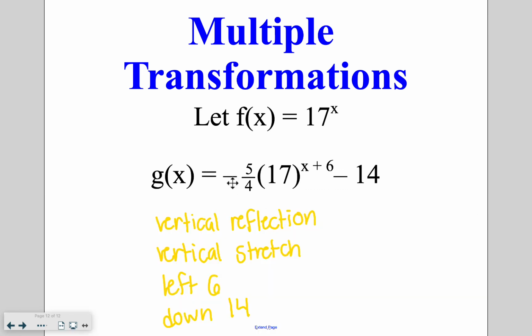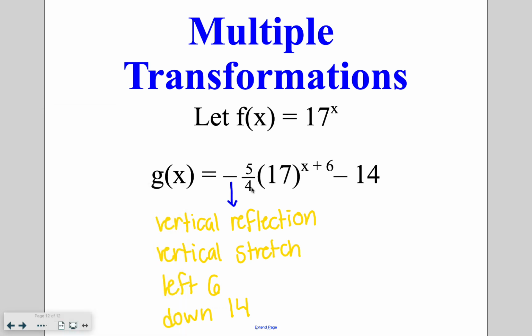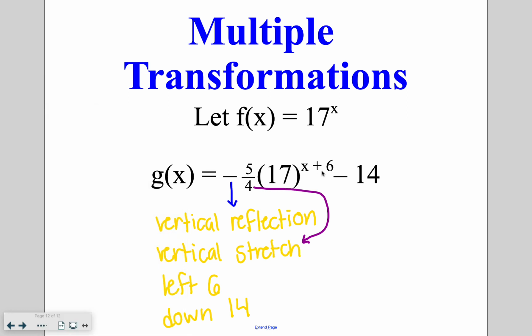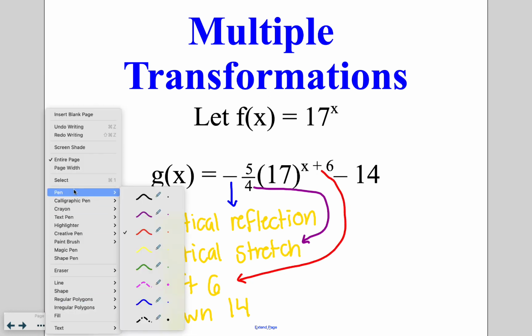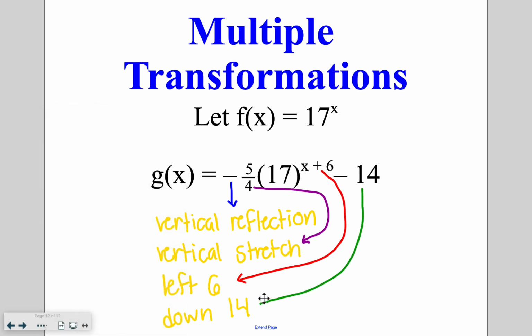So my negative in the front indicates to me that I have a vertical reflection. 5/4 is greater than 1, so even though it's a fraction, it's above 1, so it gives you that vertical stretch. Then this plus 6 indicates that it is moving 6 units left, and the subtracting 14 tells me that I am moving 14 units down.